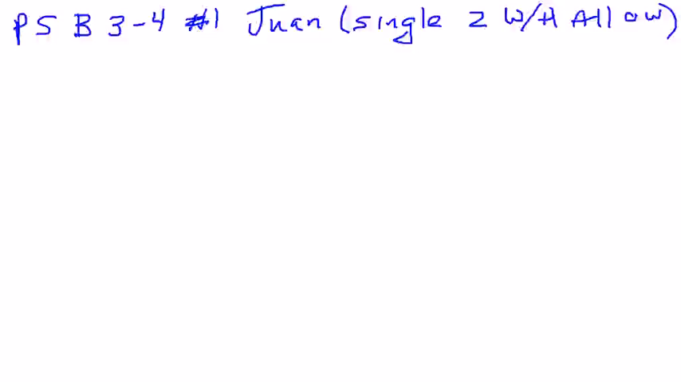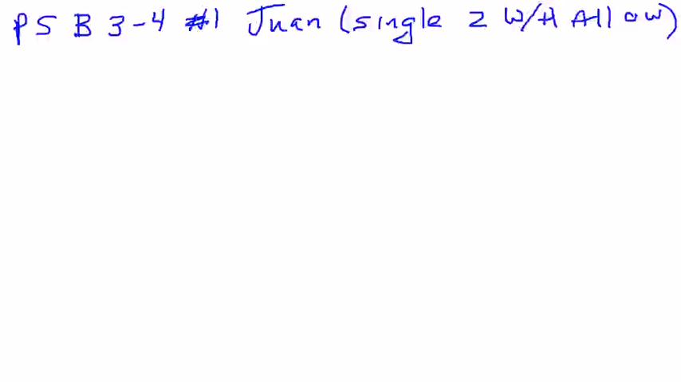This is an example of calculating the federal income tax withholding using the percentage method. I'm looking at Practice Set B, Problem 3-4, item number 1. Juan Hoffman is single with 2 federal withholding allowances. He earned weekly gross pay of $445. For each period, he makes a 403B retirement plan contribution of 5% of gross pay.